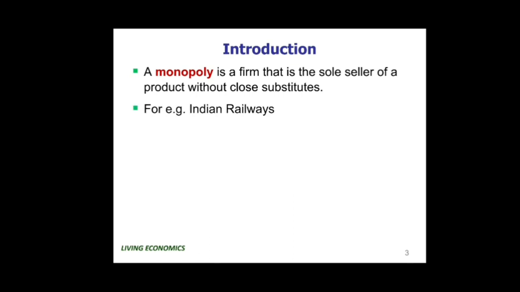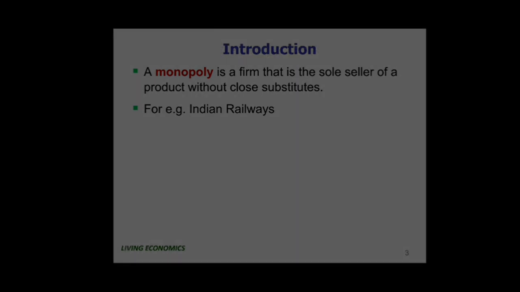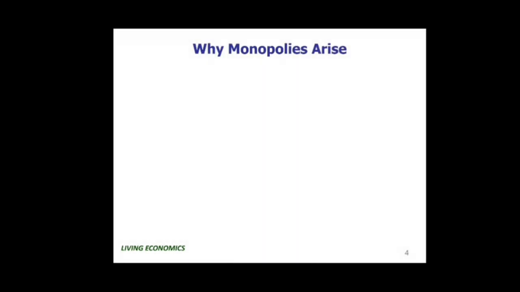Though there are many services like buses and aircrafts, as a close substitute, there is no other railways available in India. So Indian Railway is a monopoly, though it is not a profit maximizing monopoly because it is run by the government. Why do monopolies arise? What is the reason that there are monopolies in the market?